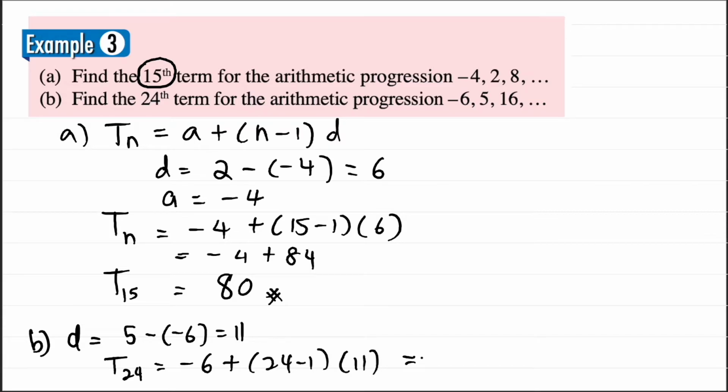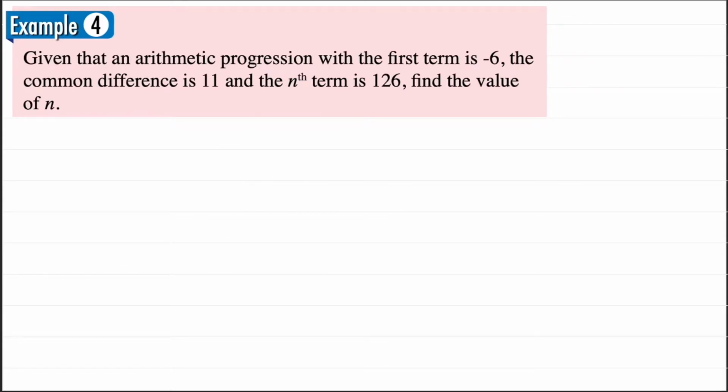So, kita selesaikan. So, negatif 6 tambah 23 kan. Sebab tolak 1 darab 11. Then you will get the answer. 247. That's all.